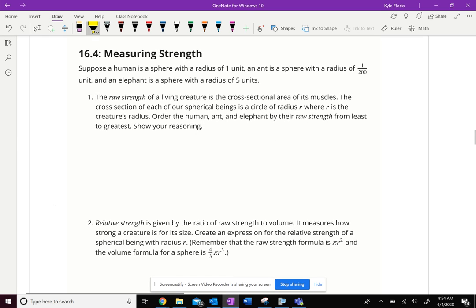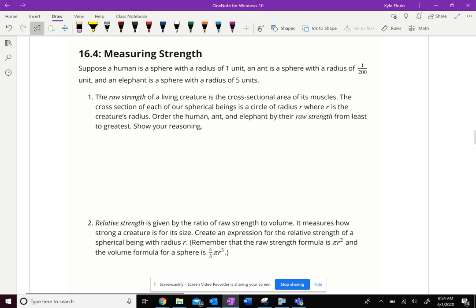We're in geometry 16.4, measuring strength. Suppose a human is a sphere with a radius of 1 unit. An ant is a sphere with a radius of 1/200th units. And an elephant is a sphere with a radius of 5 units.